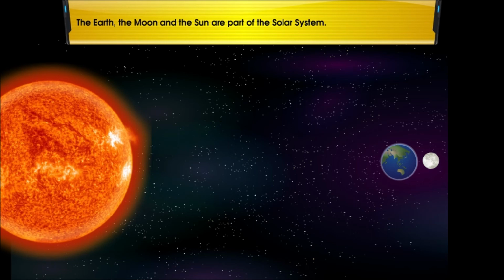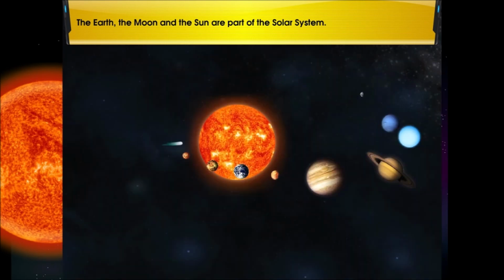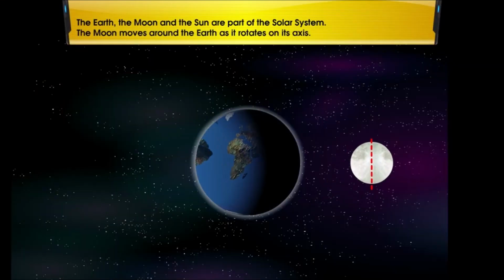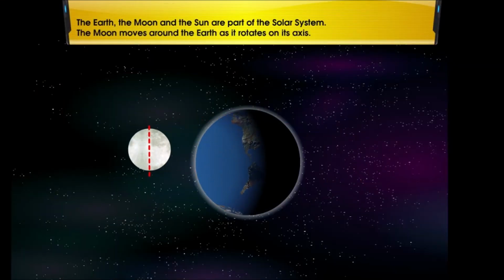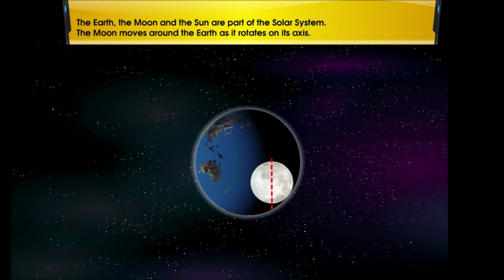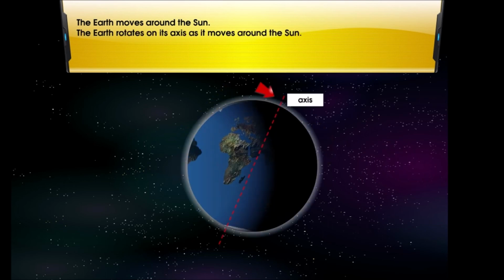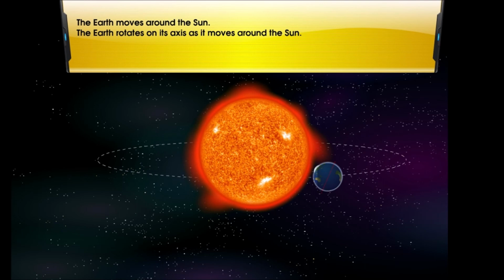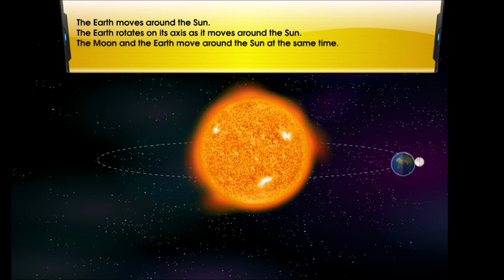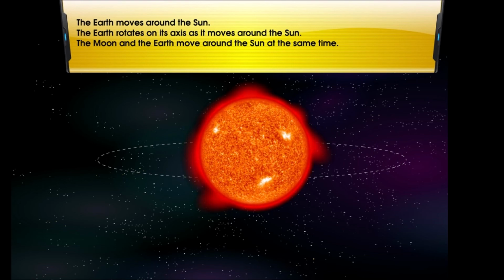The Earth, the Moon, and the Sun are part of the solar system. The Moon moves around the Earth as it rotates on its axis. The Earth moves around the Sun. The Earth rotates on its axis as it moves around the Sun. The Moon and the Earth move around the Sun at the same time.